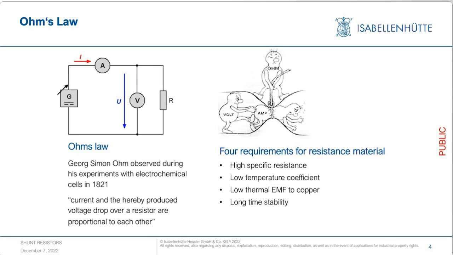Thirdly, the material should have a low thermal EMF to copper because temperature differences at both ends of the resistor should not contribute to any mismeasurement of the current. And finally, you need a long time stability so that the resistance value remains the same over the lifetime of the resistor.